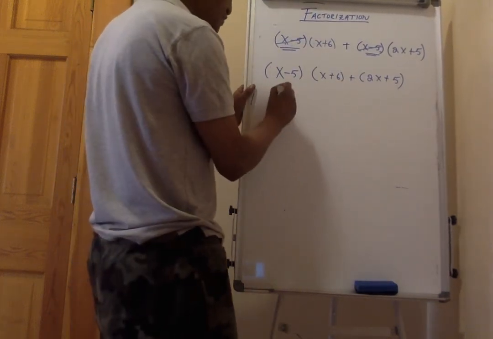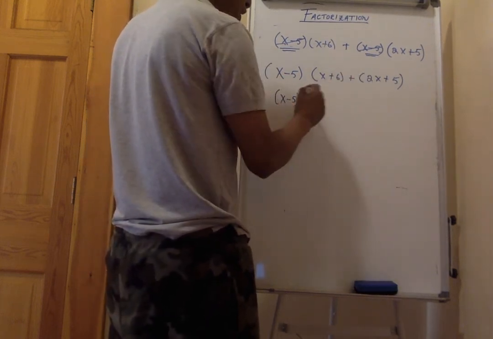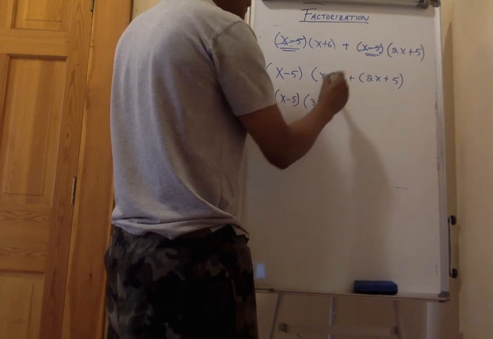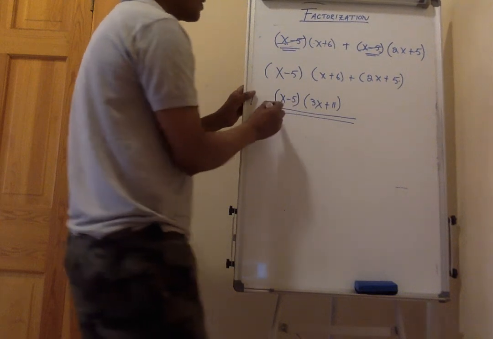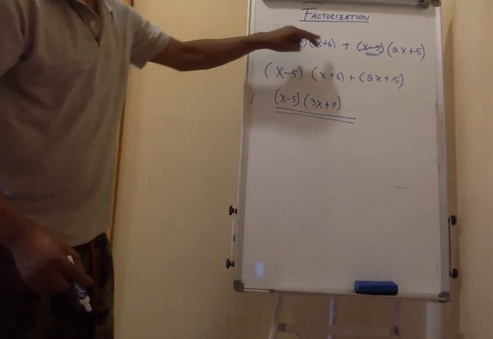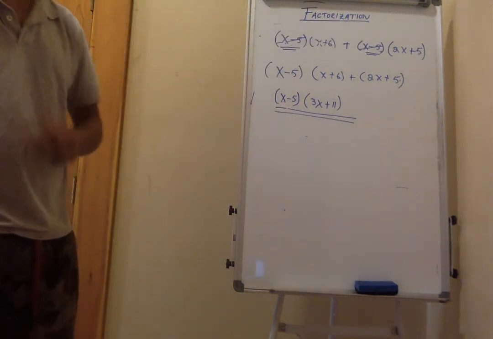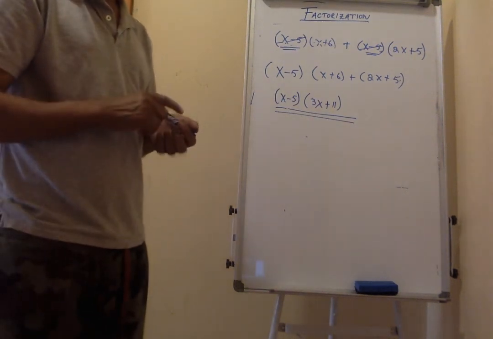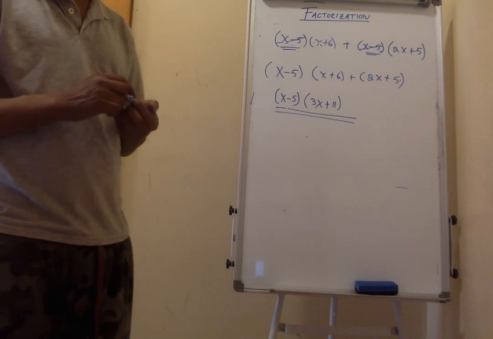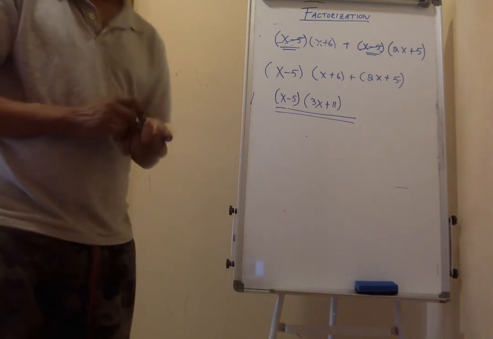Now this is x minus 5. Then go ahead, because this is addition, x plus 2x would give us 3x, and 6 plus 5 gives us 11. So the other way of saying x minus 5 times x plus 6 plus x minus 5 times 2x plus 5, when we factor them, it becomes x minus 5 times 3x plus 11. So that takes care of the greatest common factor and factoring by grouping. Our next section will be factoring trinomials.